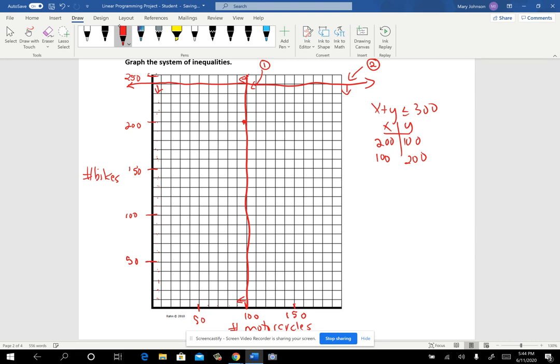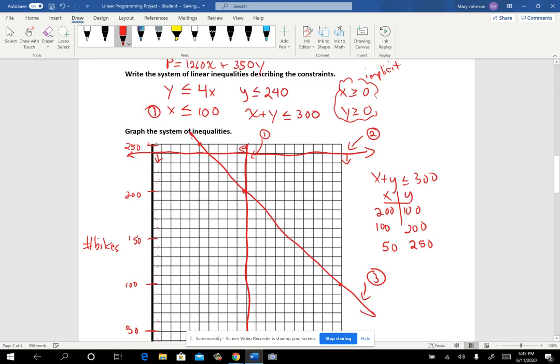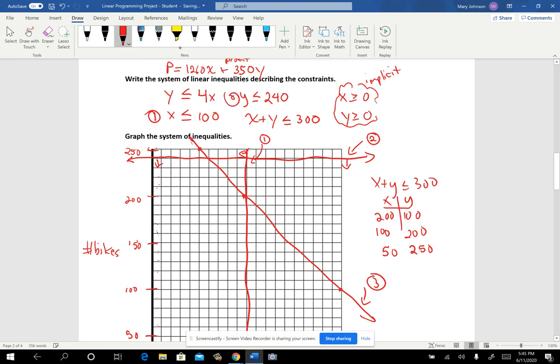And then 1, 2, 3, 50, 60, 70, 80, 90, this would be 200 out here. Then an X of 200 and a Y of 100 would be on it. And then if you want to, you could pick something in here. Like if I put a 50 for X, then this would be 250. Okay, so there's the line that represents the total production needing to be less than 300. So that's number 3. Okay, 1, 2, 3, and then I left this one to last.